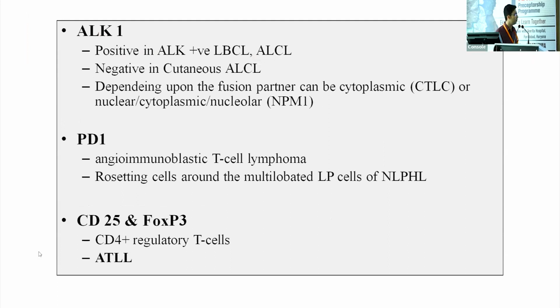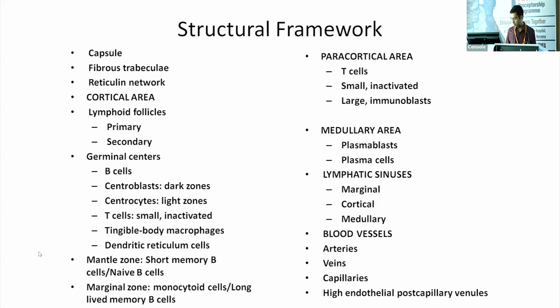PD1 plays a role in angioimmunoblastic T cell lymphoma, though the T follicular helper cells, which home to the light zone of the germinal center, are also positive for PD1. CD25 and FOXP3 we have discussed. ALK1 may show nuclear and cytoplasmic positivity depending on the fusion partner. If it is nucleophosmin, then it may show any of these patterns. If CTLC is the fusion partner, then it will show cytoplasmic positivity.